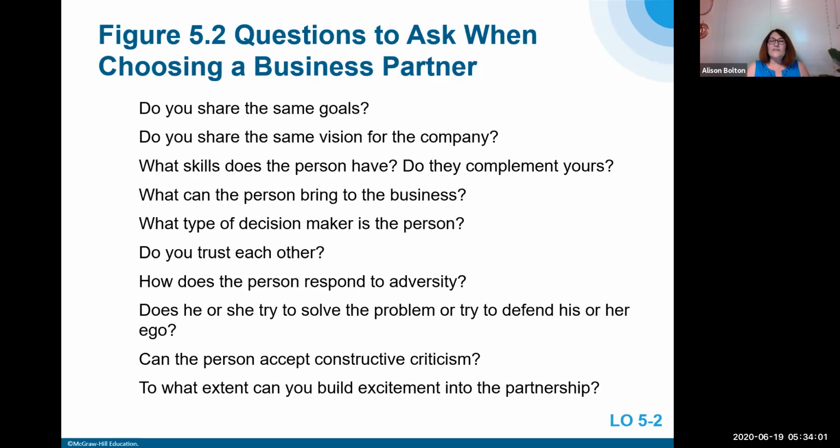Can the person accept constructive criticism? There are times when we need to be told what we're doing is not working well and how it needs to be looked at in an honest way.